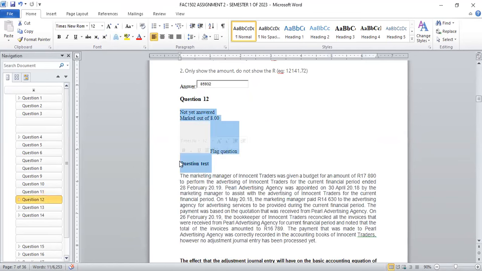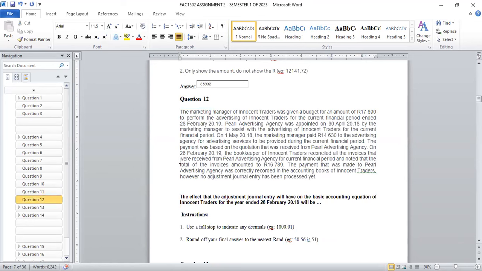Right. Question 12. The marketing manager of Innocent Traders was given a budget for an amount of 17,890 to perform the advertising of Innocent Traders for the current financial period ended 28 February 2019. Right, the budget, we don't record the budget in the financial records. We're not worried about that. We're only worried about the actual expenditure that was done.